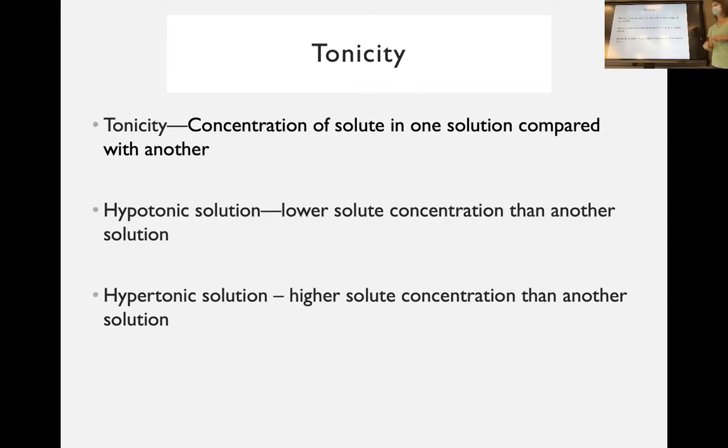Hyper is the opposite. If someone is hyperactive, they have a lot of energy, right? They're very active. So a hypertonic solution has a lot of solute. If you have a hypotonic solution, the other one automatically has to be the hypertonic solution. So you're always comparing two. Then the only other option is that they have the same solute concentration.